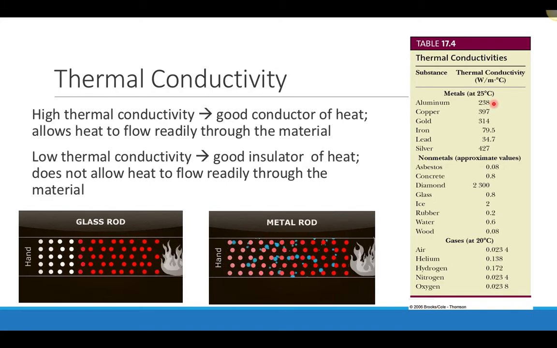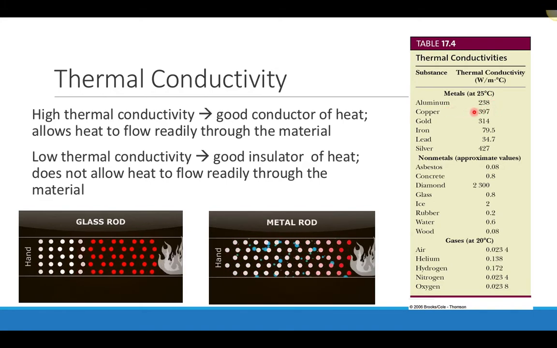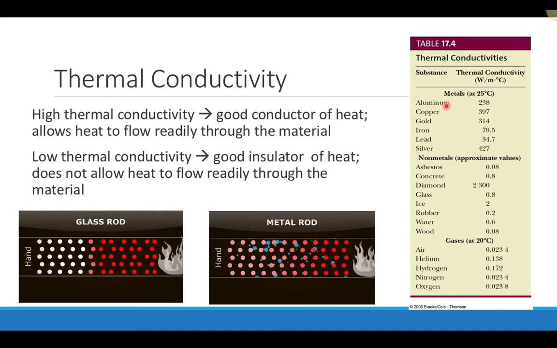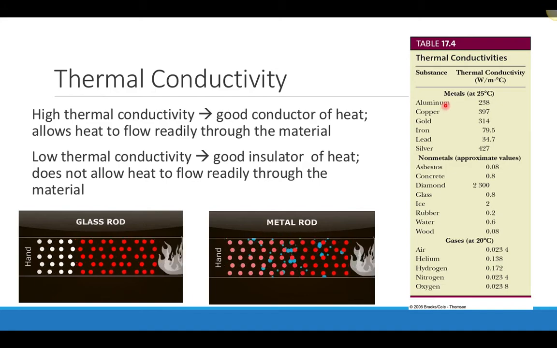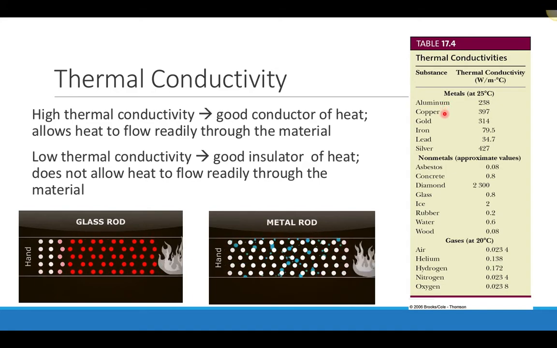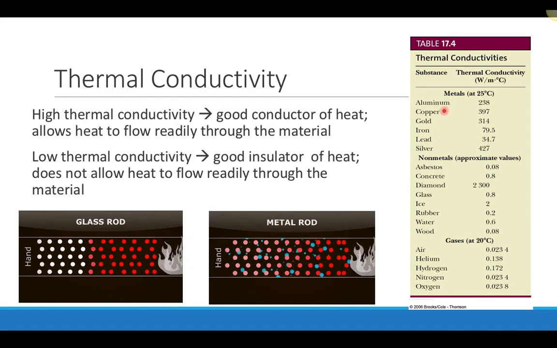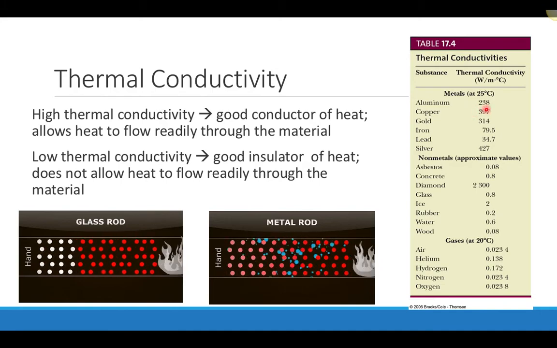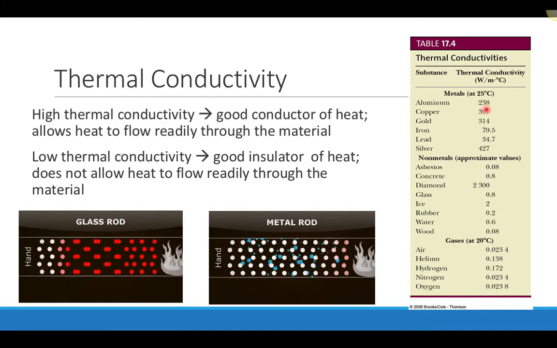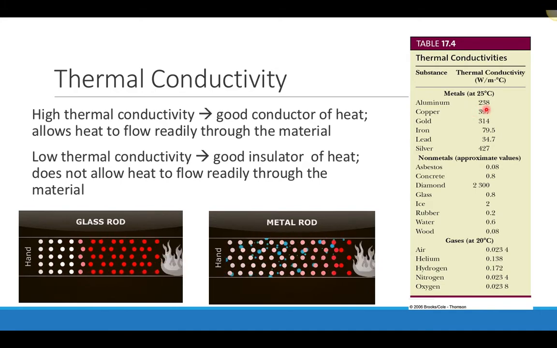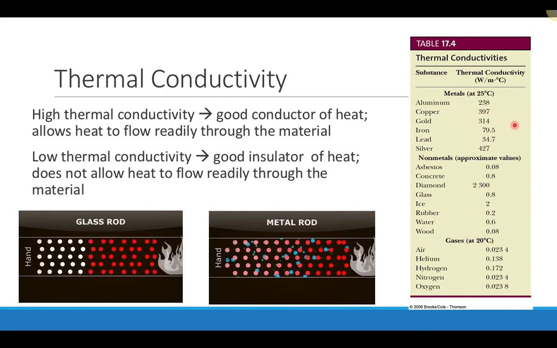Aluminum has a thermal conductivity of 238. Copper is a better conductor of heat versus aluminum. So if you took a piece of aluminum and a piece of copper and stuck them both into a pot of warm water, and they were identical in every way except one was made of aluminum and one was made of copper, the copper would actually reach a higher temperature quicker than the aluminum because it conducts heat better.